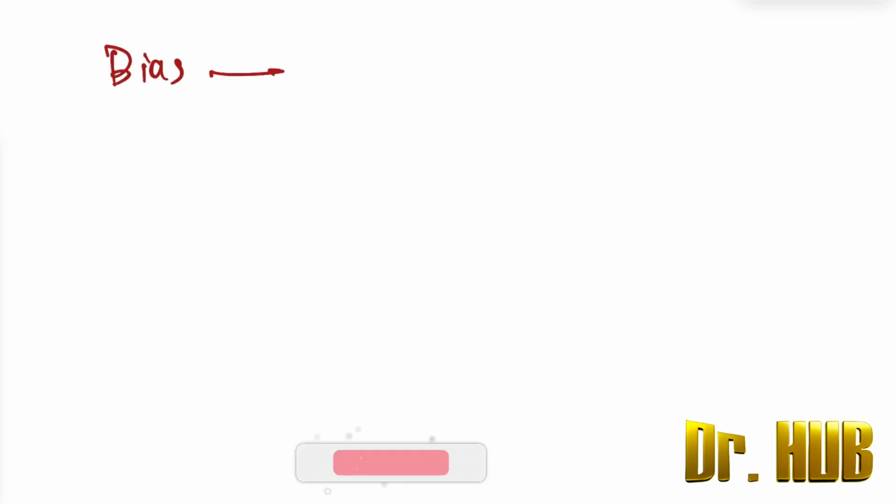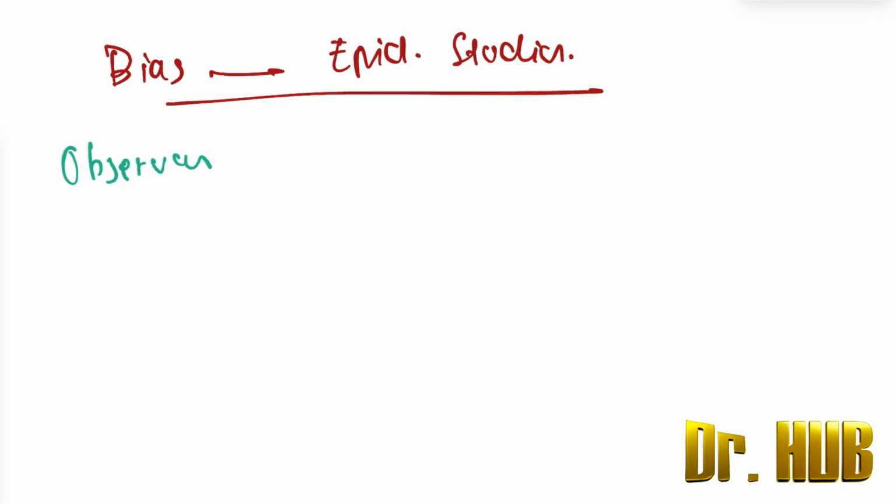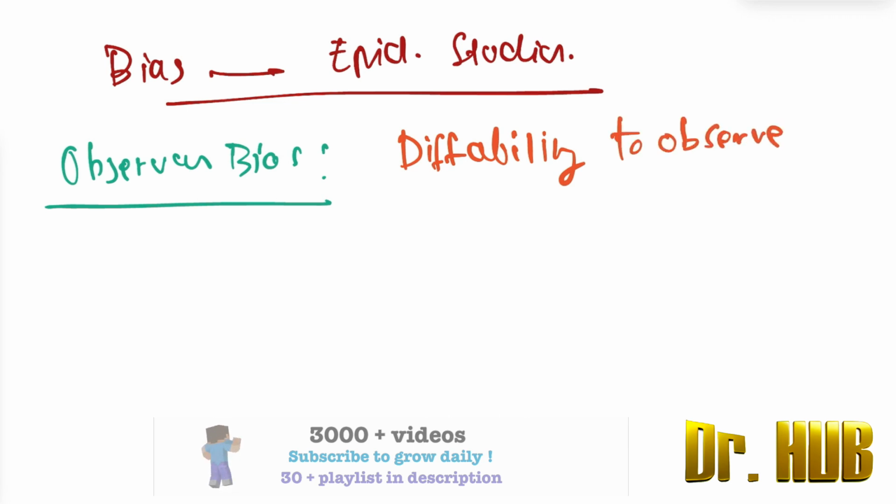So we are looking at the bias in terms of the epidemiological studies. To begin with, there is something known as observer bias. As the name suggests, it is a differential ability to observe, and this is a subjective bias.